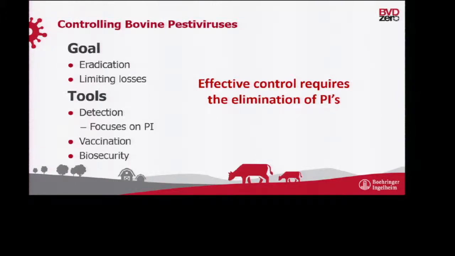We do have some good tools on the ground for doing that. We have detection, which principally focuses on detecting and getting rid of that PI. We have a lot of vaccines out there, and we have some good biosecurity that's been developed that doesn't just work for bovine pestiviruses, but works for any infectious pathogen that gets into herds.